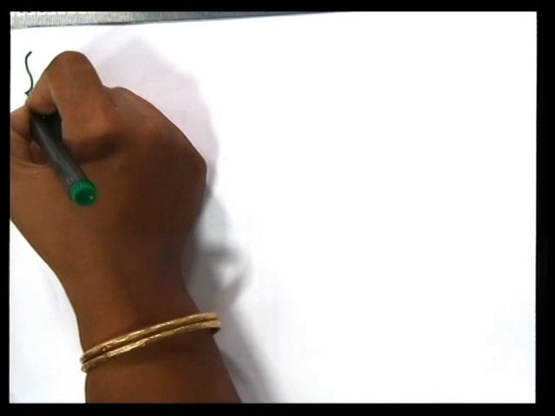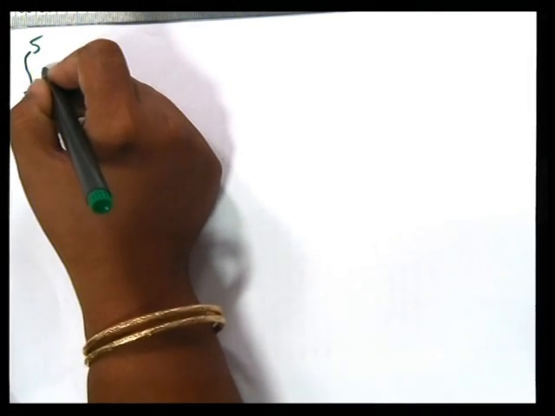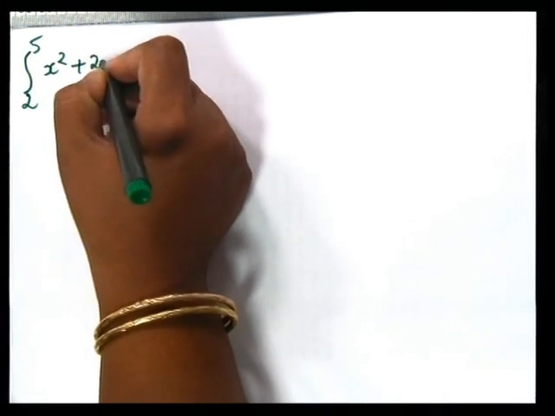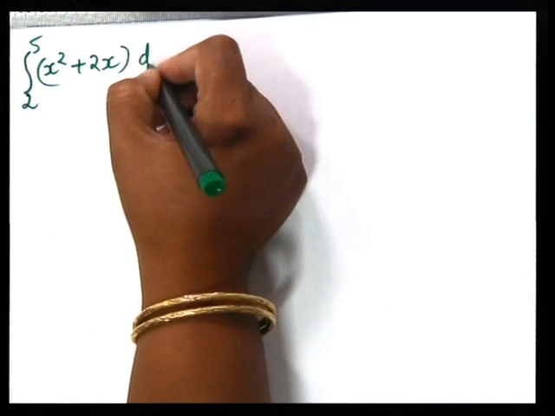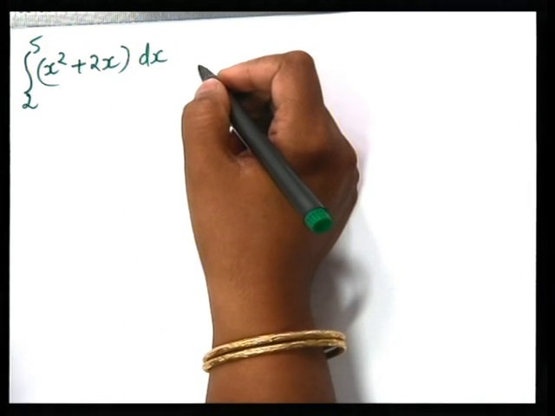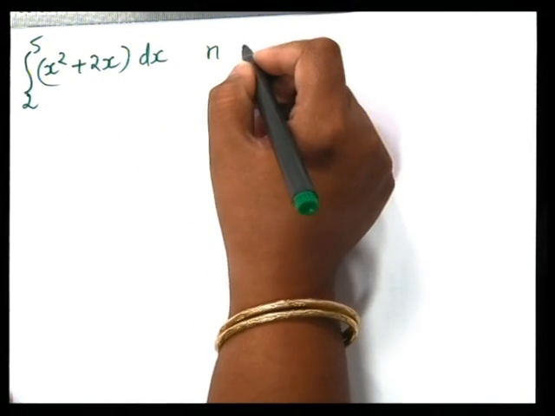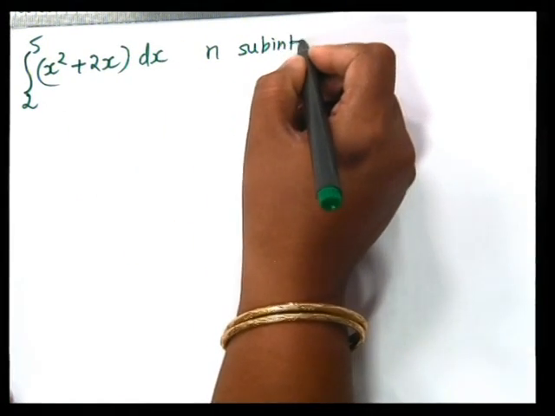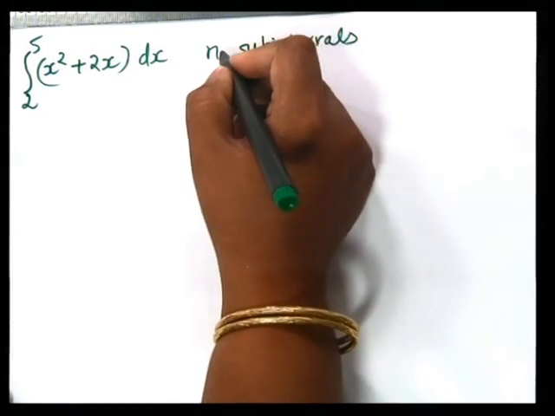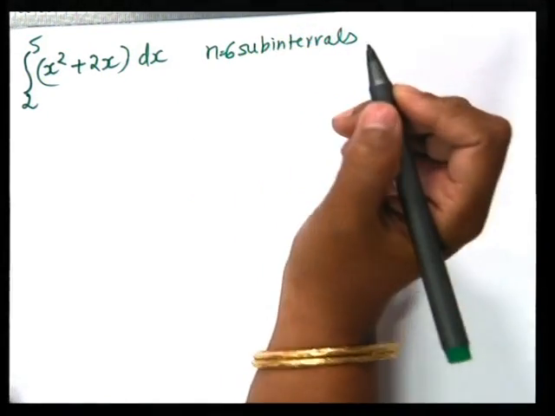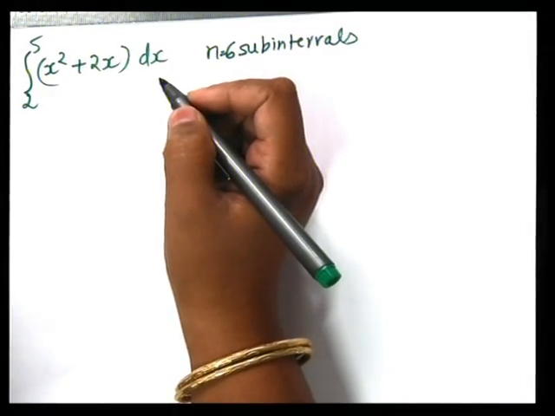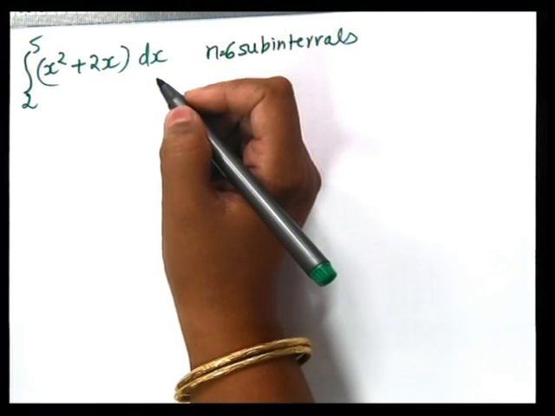Suppose we want to solve the integration from 2 to 5 of x square plus 2x dx. Suppose our aim is to solve this integration by dividing this interval into n sub-intervals. I'll take the value n is equal to 6. Suppose I want to divide this interval into 6 sub-intervals and then find out the value of the integral.